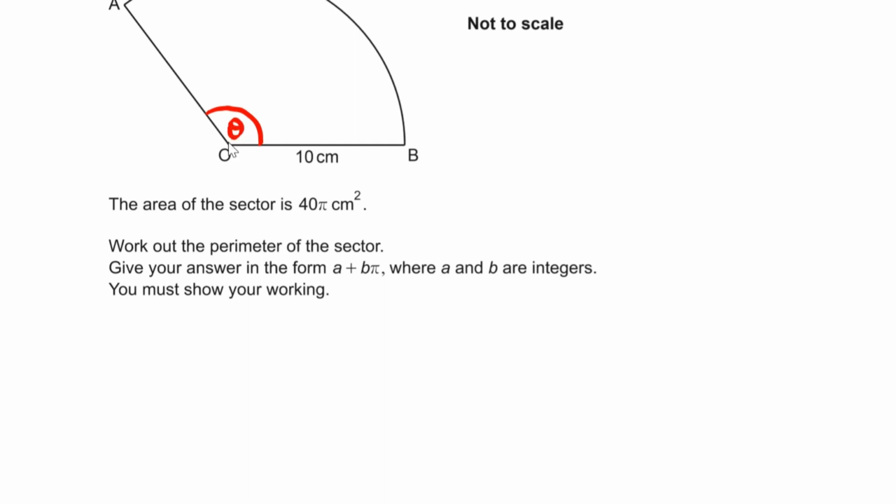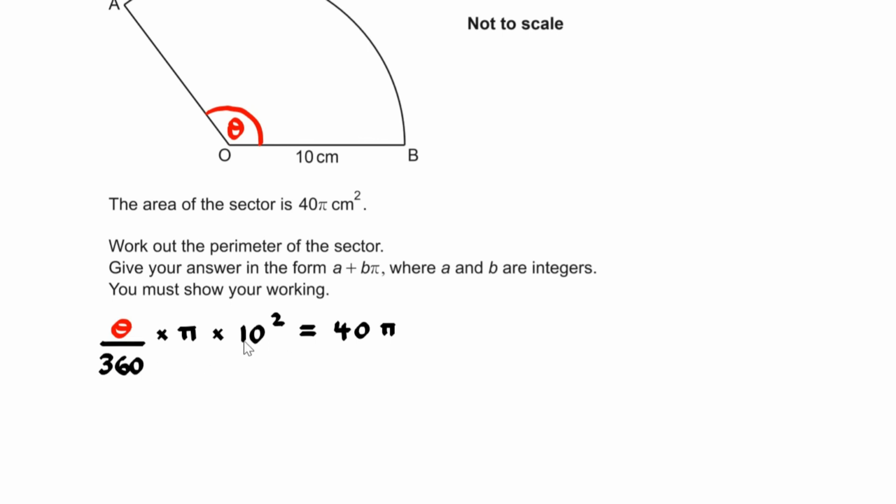So, how would we normally work out the area of a sector? Well, the way we would normally work out the area of a sector is we take our angle theta and we divide it by 360 because we've got a fraction of an entire circle. And then I multiply this by pi, then I multiply this by the radius squared. Now the radius is 10, so I multiply by 10 squared, and the result of this is equal to 40 pi.